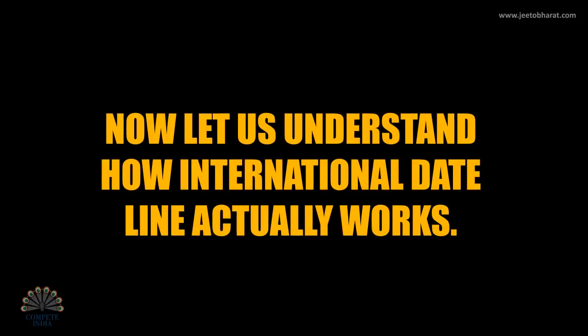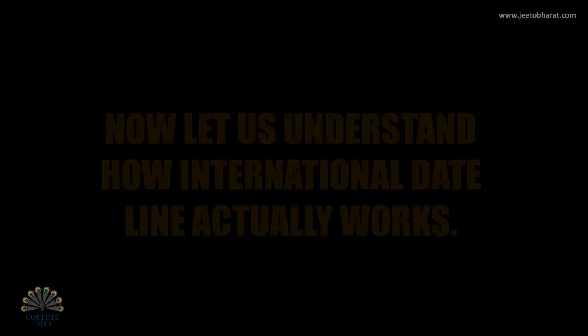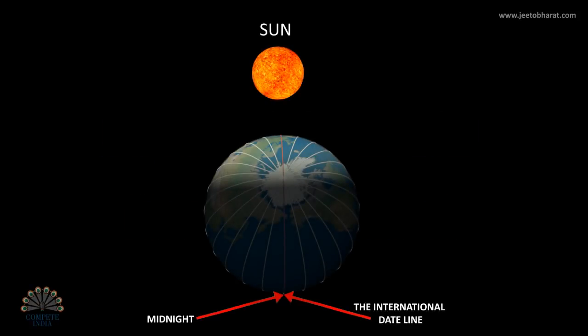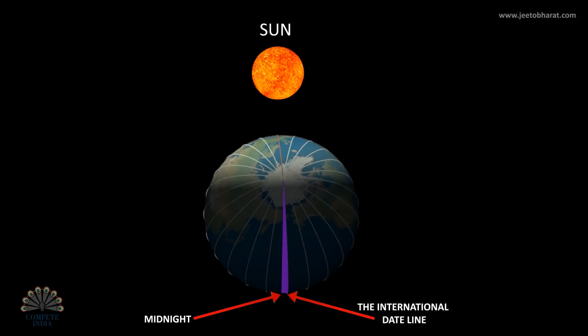Now, let us understand how the international date line actually works. When it is midnight at the international date line, the entire world is on the same day. But after a few minutes, a tiny slice of the earth immediately to the left of the international date line is on a new day. So, there are actually two date lines. One is at the international date line and the other wherever it is midnight.